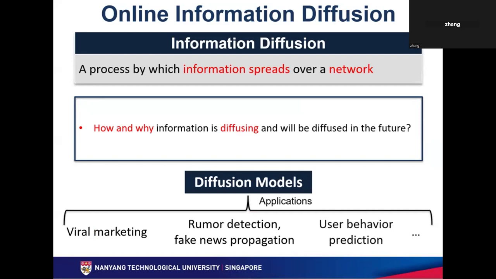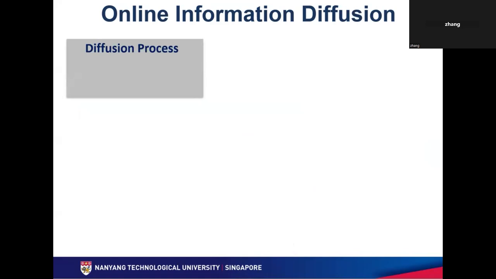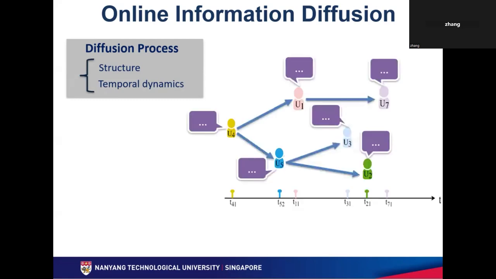But how to develop such diffusion models? First, the diffusion process is a very complex phenomenon, and people have to find a way to model it. So they abstract and formalize the complex process from two aspects. First is the structure, and the second is temporal dynamics. For example, the structure here is like the graph that denotes who interacts with whom, and people will influence each other through their interactions or their number of followers. The temporal dynamics here show how the information spreads over time. As you can see here, there is a timeline showing when the user posted information and when the users interact with each other.